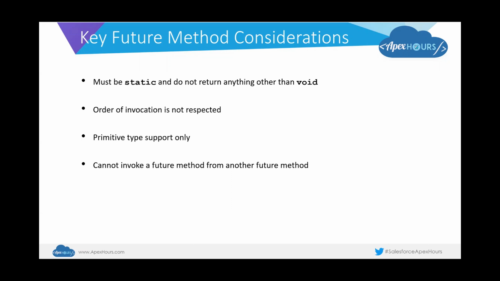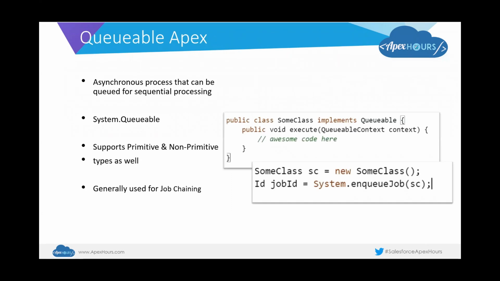So those are just some of the key considerations of using future methods. Now with that, we'll cover another important artifact that the Salesforce Customer 360 platform provides for asynchronous processing in Apex, and that's called Queueable Apex. Queueable Apex provides the ability to perform asynchronous processing. However, the beauty about Queueable Apex is that it respects the order of invocation, which means that if you have a requirement for sequential processing, then Queueable Apex is your friend here.